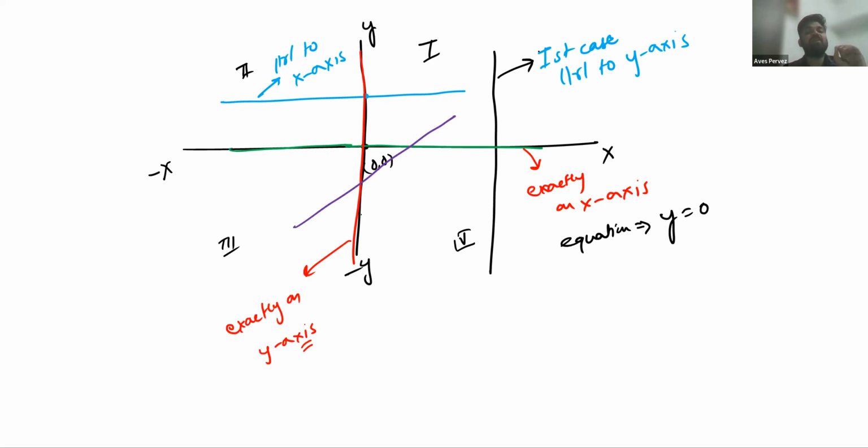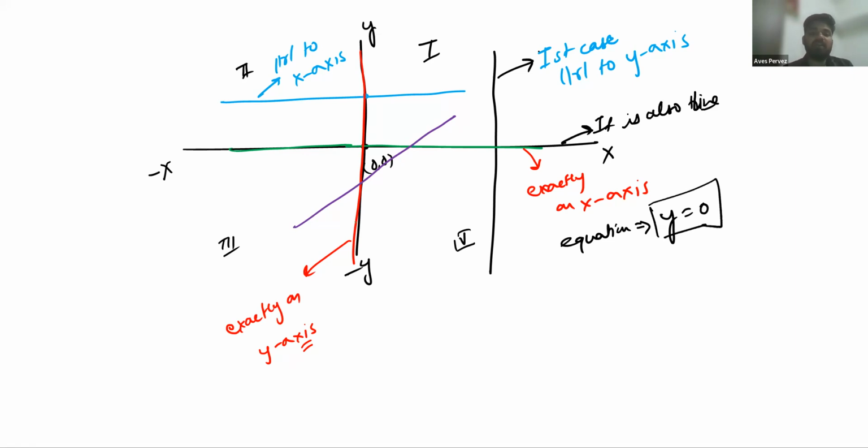So what is the equation of the line that is exactly over the x-axis? Or what is the equation of the x-axis? Because the x-axis is also a line. So the equation of the x-axis is y equal to 0.